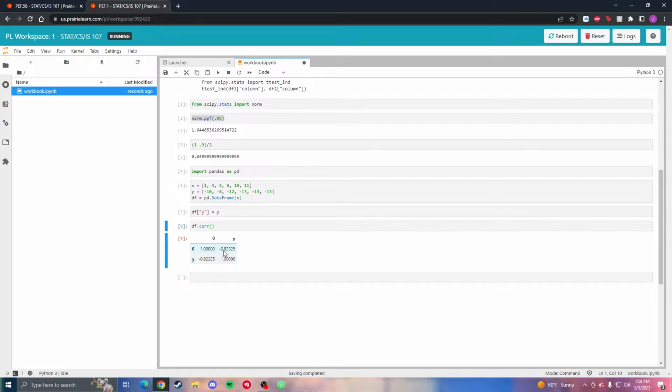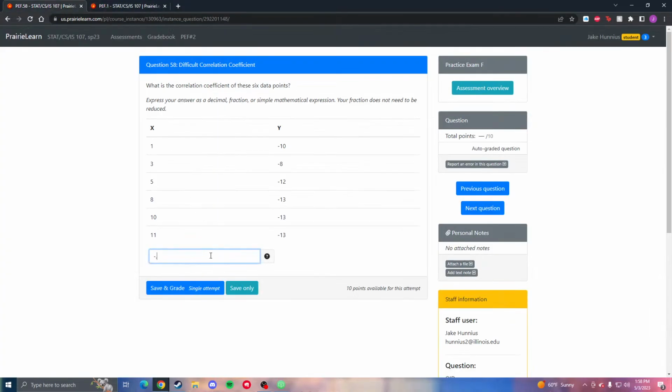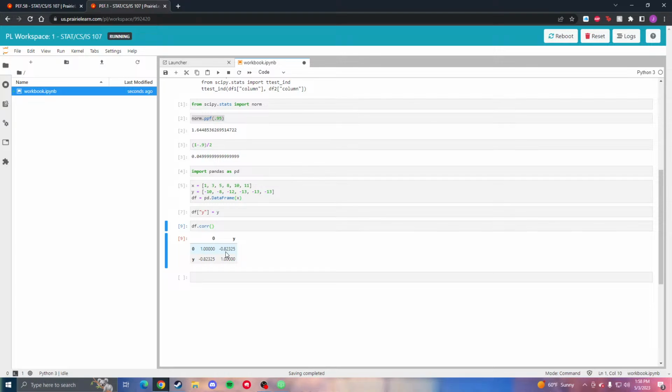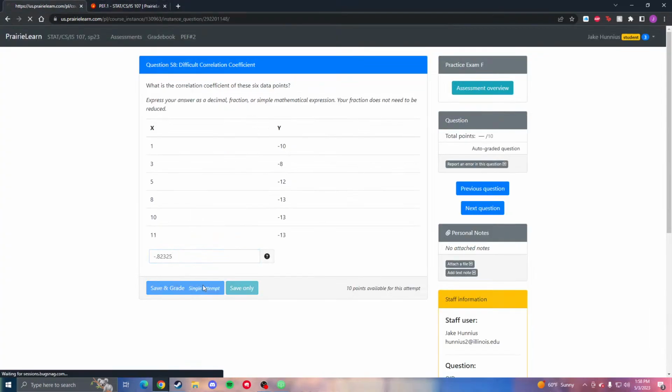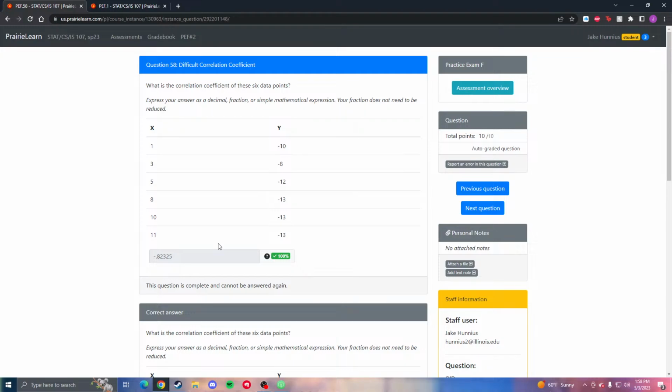So they have a correlation of minus 0.82325. And that's the easiest way to do this question. The other way, doing it by hand, does take a while.